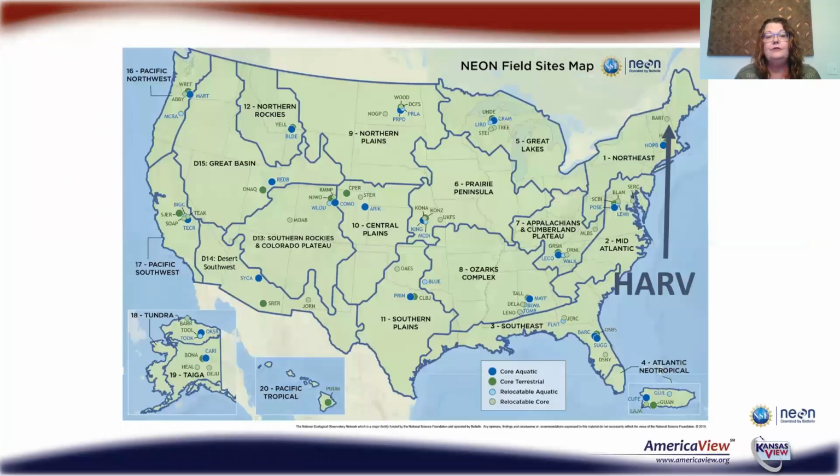So, just an overview of looking at the NEON field sites. We have the Prairie Peninsula, which is where the KU field station and the Konza are located. We also have some aquatic core sites and relocatable sites in the Prairie Peninsula as well.